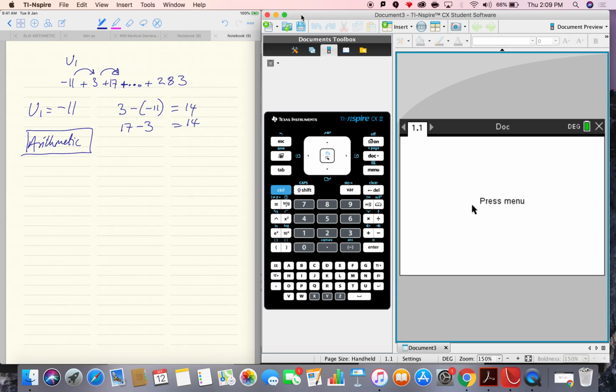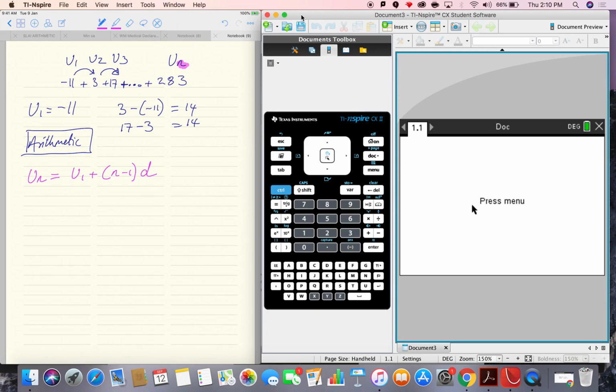This is u of 1, this is u of 2, this is u of 3. This exists somewhere along the sequence. It's u of n, but we don't know what this little n is. Is it 10, is it 12, is it 15? We know u of n is 283, so we're going to go straight away and write down the u of n formula for arithmetic. U of n is u of 1 plus n minus 1 times d.